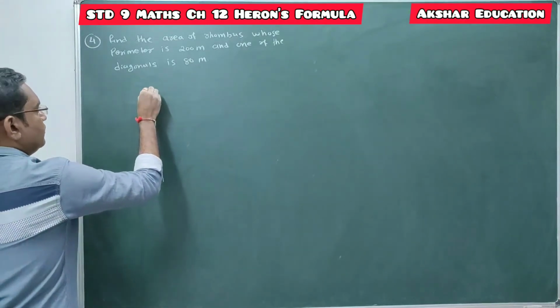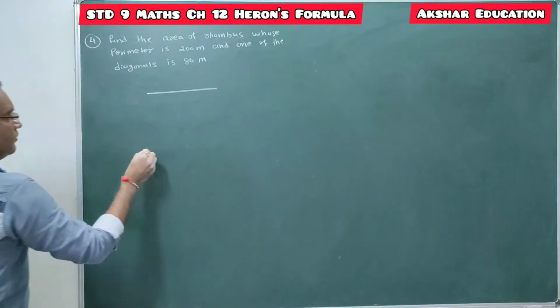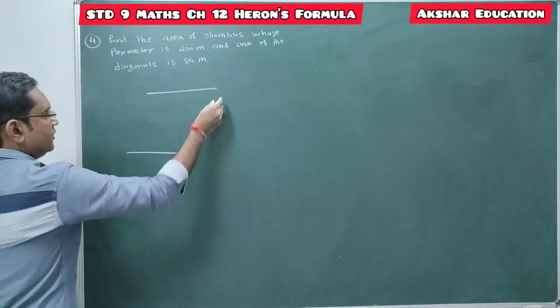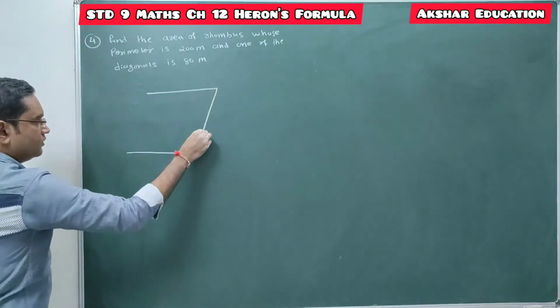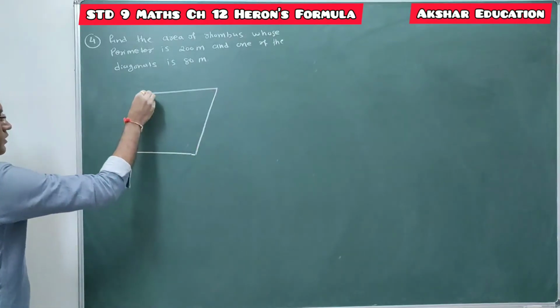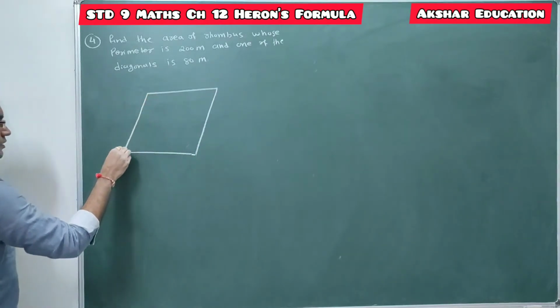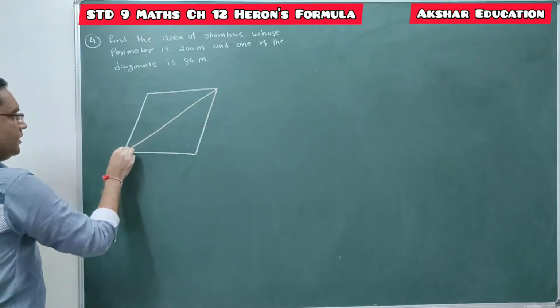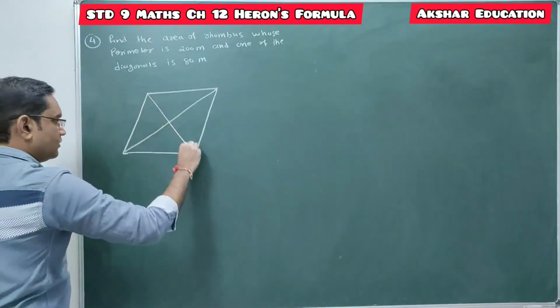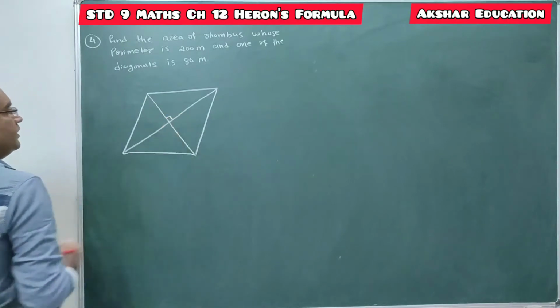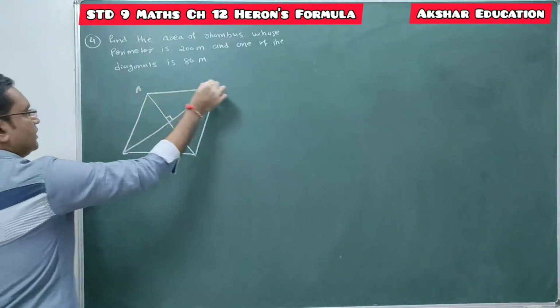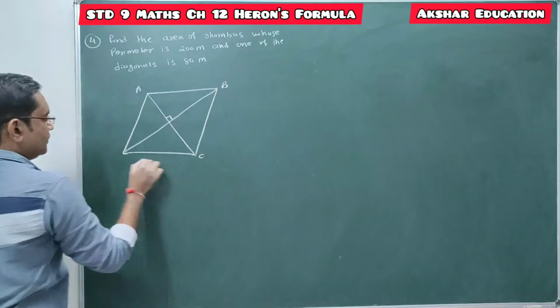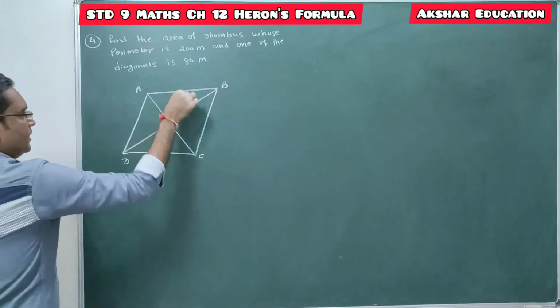So first we have to know what is rhombus. So rhombus is the quadrilateral in which all four sides are equal, and diagonals bisect each other at 90 degree. So diagonals bisect each other at 90 degree in rhombus. So here bisecting at 90 degree. Suppose this is rhombus ABCD, in which all sides are equal.